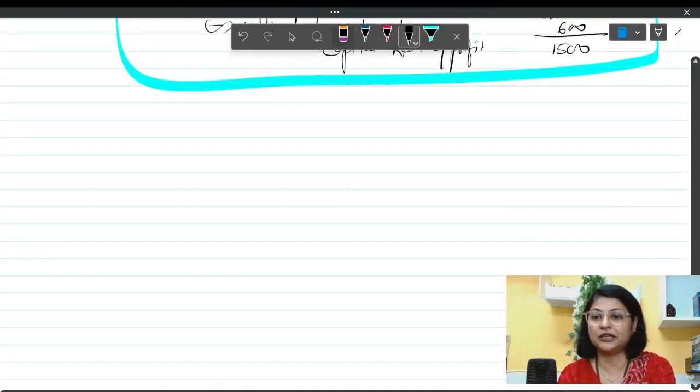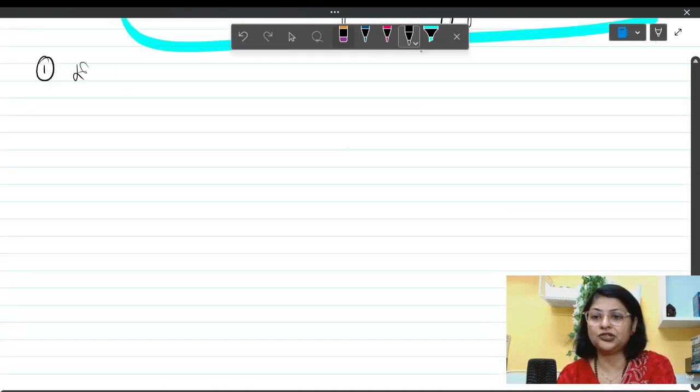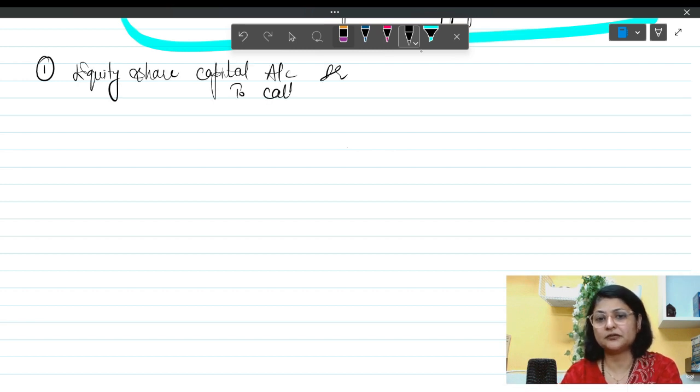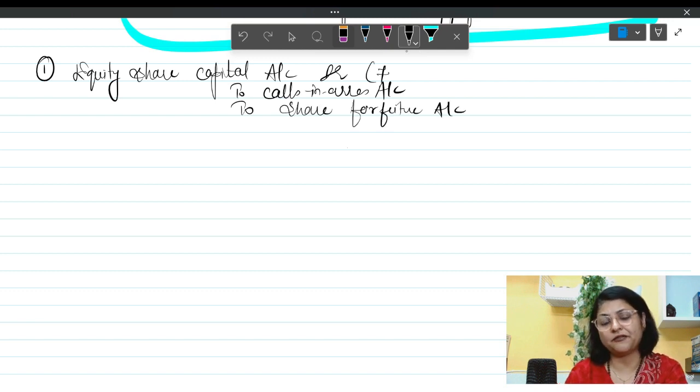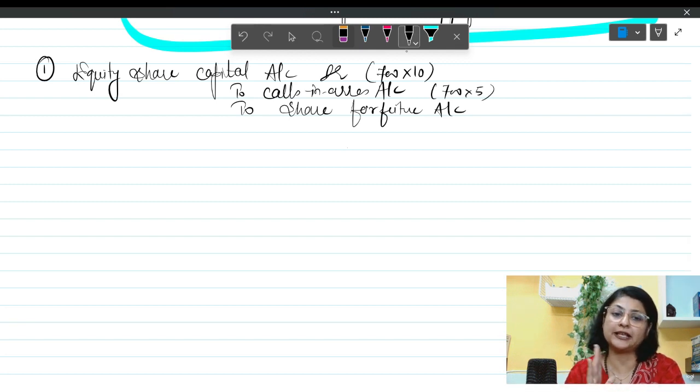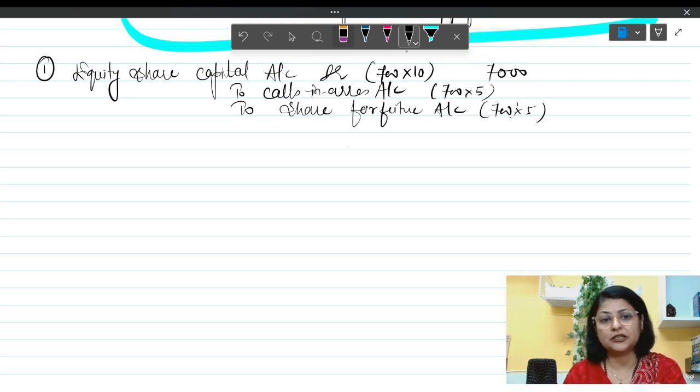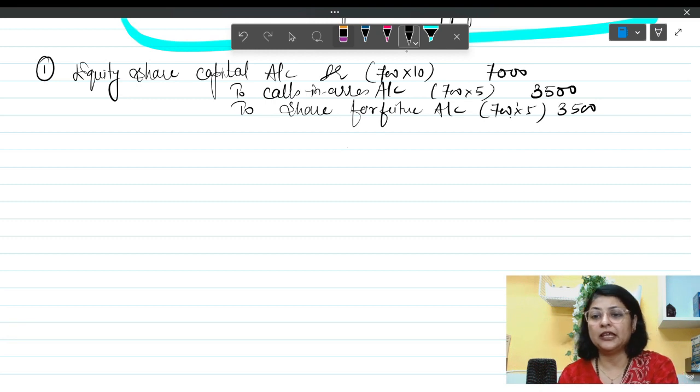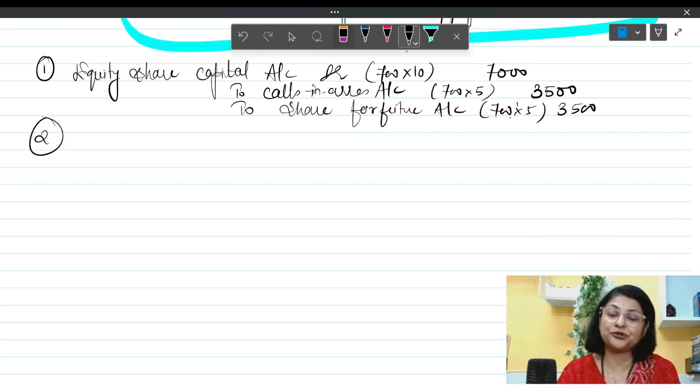So my first entry is equity share capital account debit to calls in arrears and to share forfeiture. Here I am going to write 700 multiplied by 10. The amount which he has paid and the amount which he hasn't paid is the same, because he has paid 50%. So 7 multiplied by 10, 7000 is coming over here. Here 7 5s are 3500 and 3500.